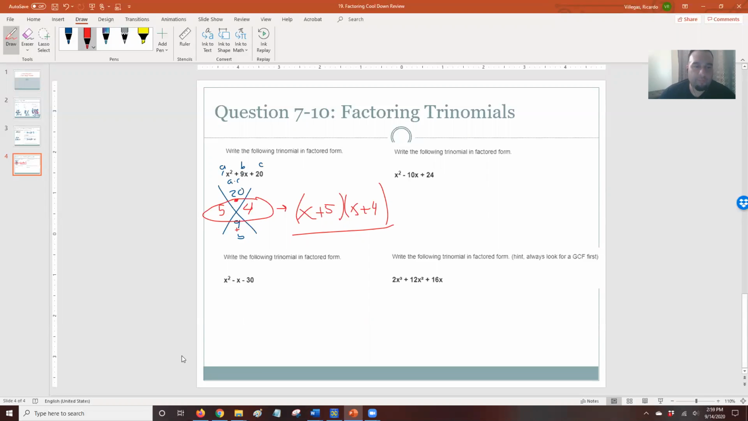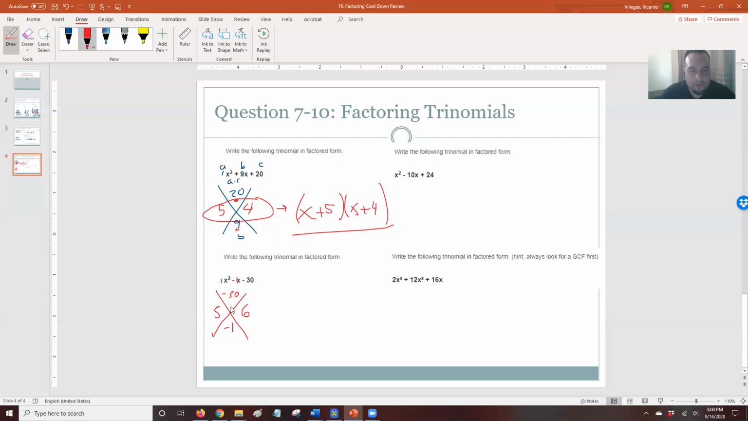Okay. For problem number 2, same thing. So we draw our diamond or our ACB method. So 1, this is an invisible negative 1. So 1 times negative 30 is negative 30. And then a negative 1 goes down here because that's the B term. So two numbers that multiply and give you a 30, but will add or subtract to negative 1 would be 5 times 6. So we know 5 times 6 is 30.